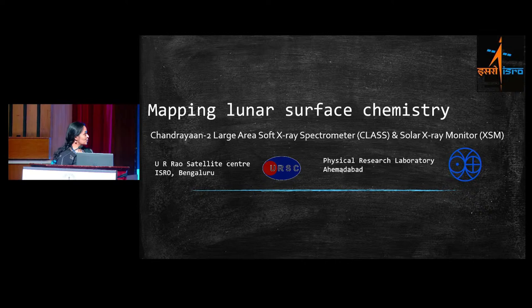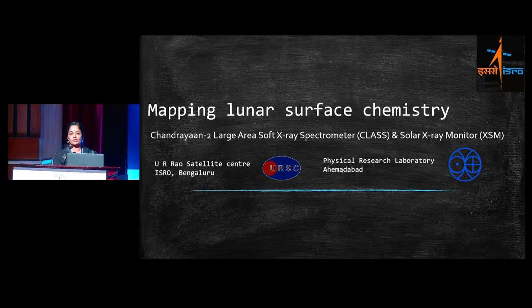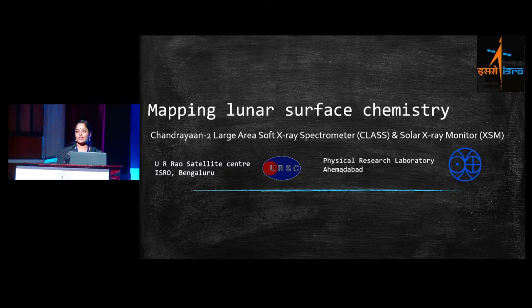A very good evening, and so I will talk about mapping lunar surface chemistry using the GLASS and X-ray Solar Monitor payloads on Chandrayaan 2. Composition is a very basic fundamental parameter that we need to know for any planetary body, because that forms the basis for any models that we talk about, origin and evolution of the body. And for the moon, it's more important also from the perspective that the moon is a body to which we have access, and there is a lot of prospect for in situ resource utilization and future permanent settlements. So both from a point of view of lunar science and exploration, the composition of the moon is a very important parameter.